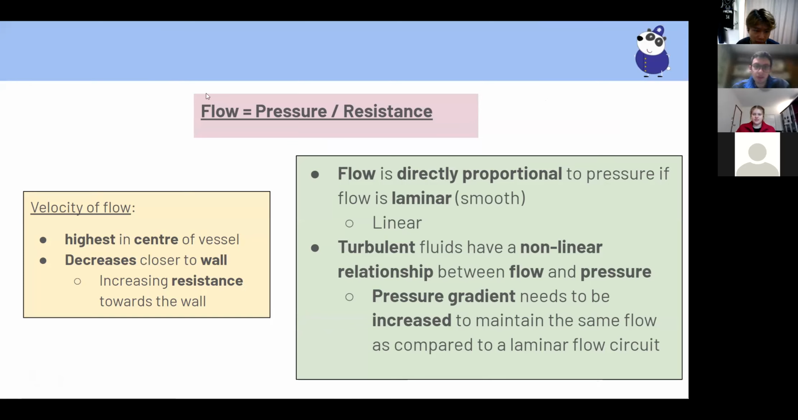So there's a concept called flow, and flow is equal to pressure divided by resistance. So if you did physics, this is like current equals voltage divided by resistance, or Ohm's law. So yeah, if you think of these different systems, resistance is going to be the force that opposes the direction of the movement of the fluid.